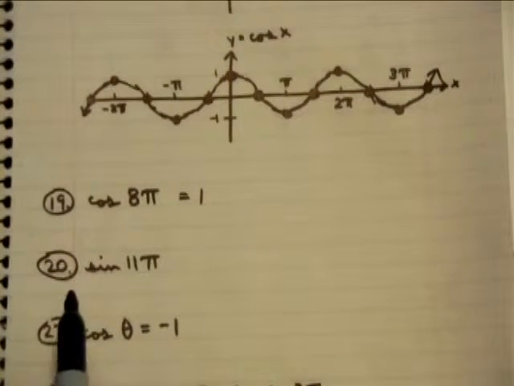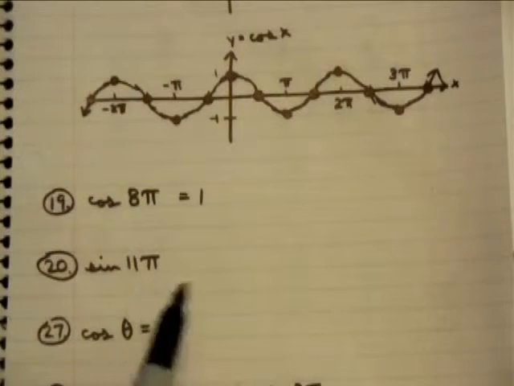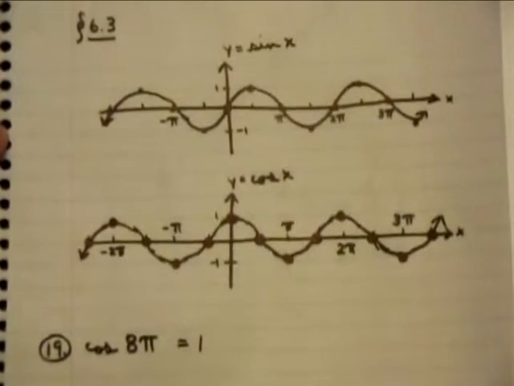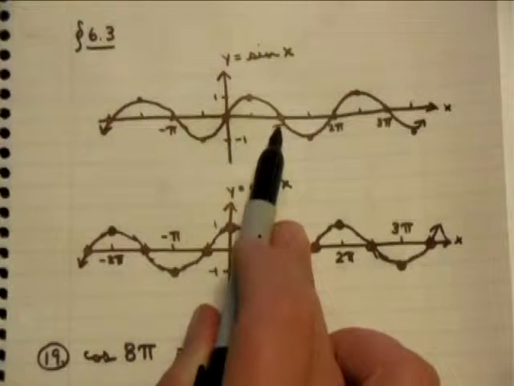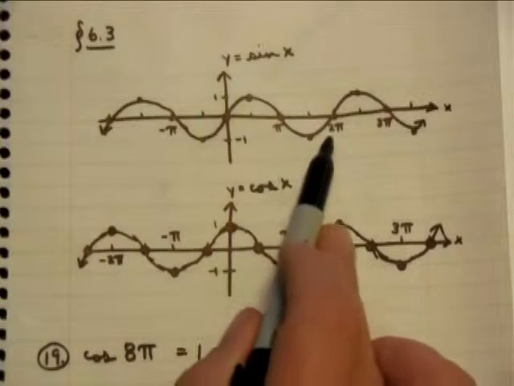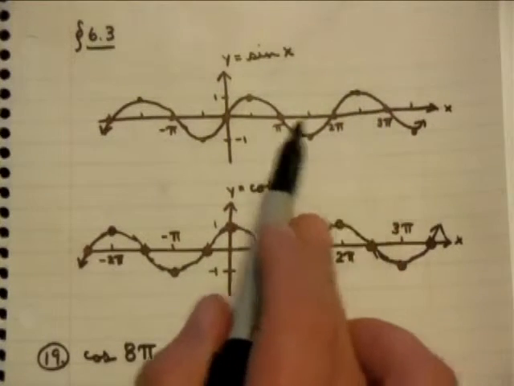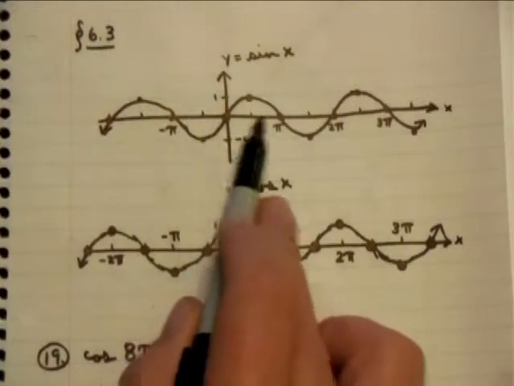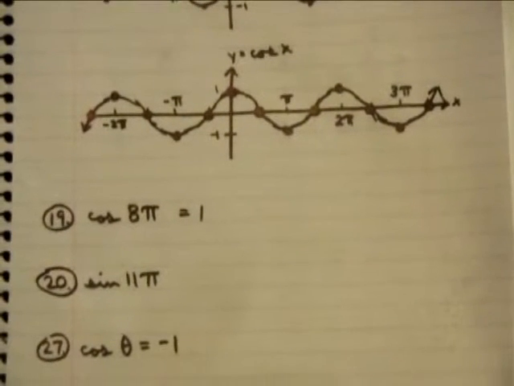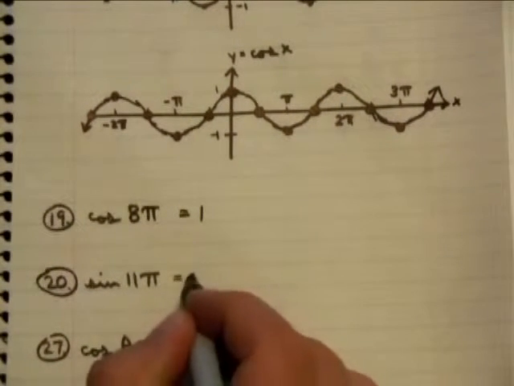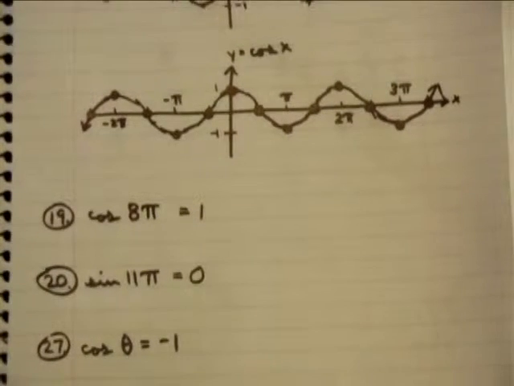Same idea, problem number 20 is asking for sine of 11 pi. Well, if we go back to our graph of sine, we see that at pi, the sine function is equal to 0. And at 2 pi, the sine function is 0. And at 3 pi, the sine function is 0. So it looks like every single multiple of pi on the sine graph is equal to 0. So we can conclude then that sine of 11 pi is equal to 0.